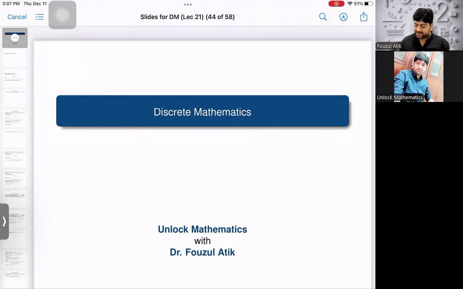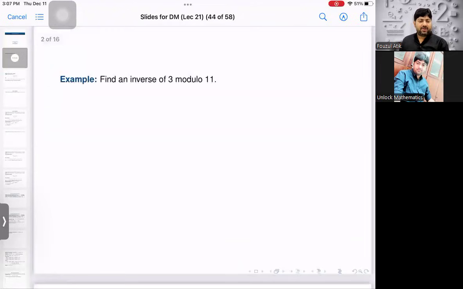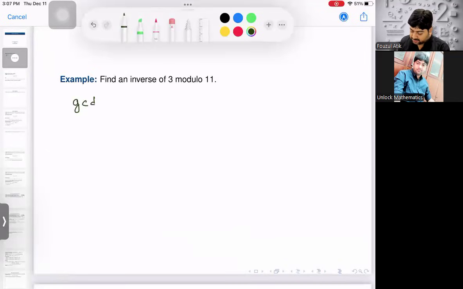So the first thing is to find an inverse of 3 modulo 11. Now this problem we have done in the previous lecture also, in lecture number 20, because the GCD of 3 comma 11 is 1, so you can find a unique inverse of it, right? So how to find that? Because the GCD of 3 comma 11 is 1, we can always get an inverse of 3 modulo 11. So how to do that?